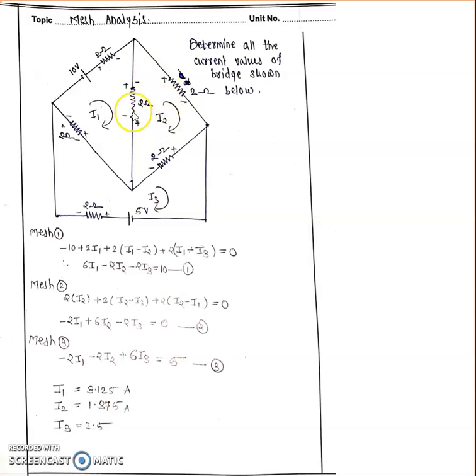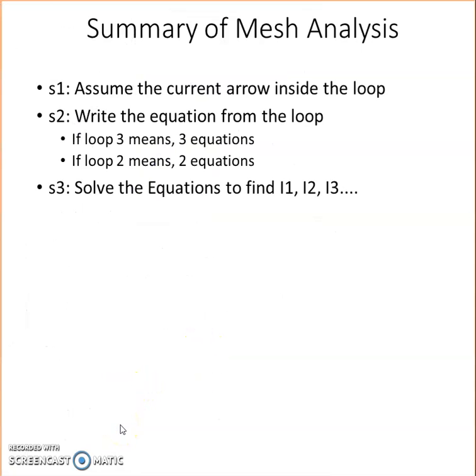Similarly, you can move to the second path and write the equation. Similarly, for the third path, you write the equation. Equations 1, 2, 3, you can get. Use the calculator directly, and you can get the I1 value, I2 value and I3 value. So this is mesh analysis.